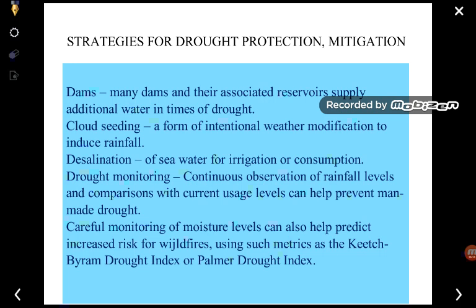So first one, side by side alternative method, that is dams. Dams are the alternative for the supply of the water. So instead of using the groundwater, one can use the dam water. Next is desalination. Desalination means what? We have to make utilization of sea water as a source of the water. Next, drought monitoring. So drought monitoring, that is rainfall monitoring can be done, as well as the monitoring of the moisture level of the soil can also be done. So these are the strategies which are used for the drought protection.